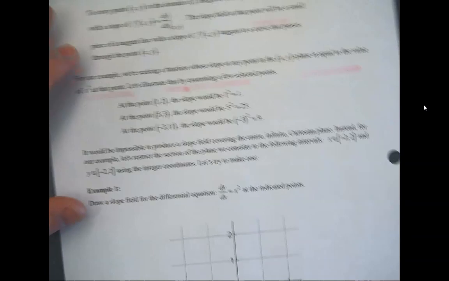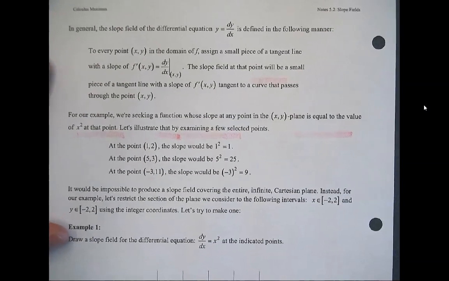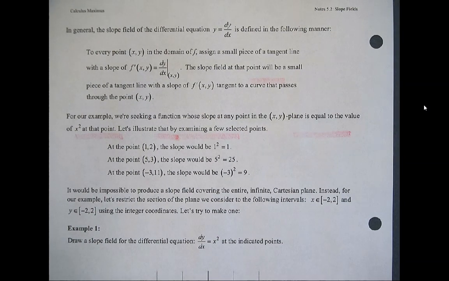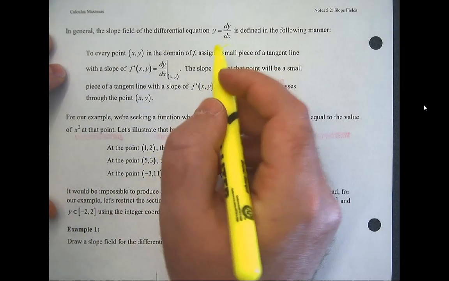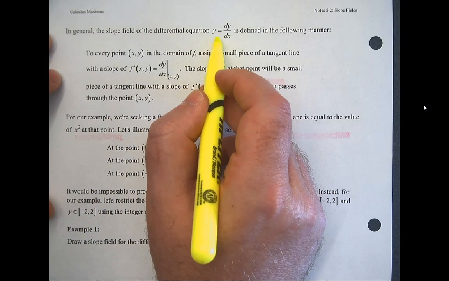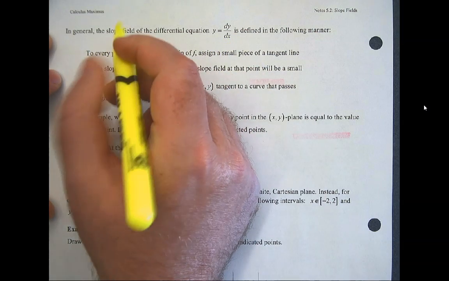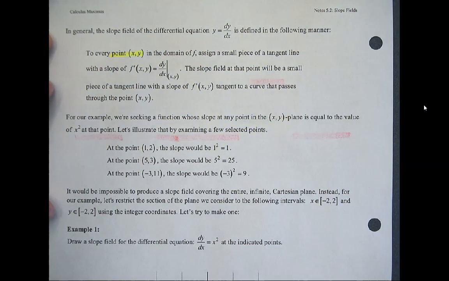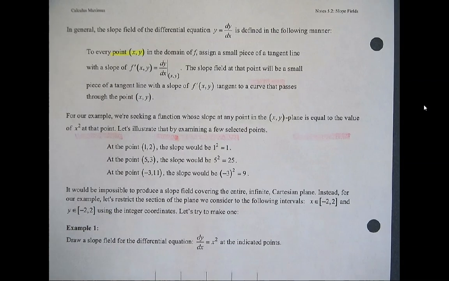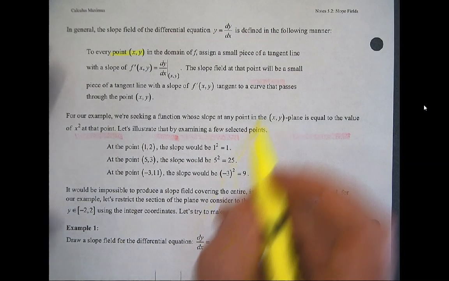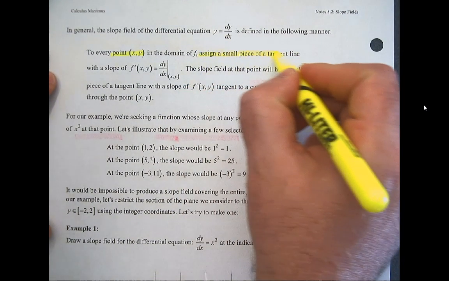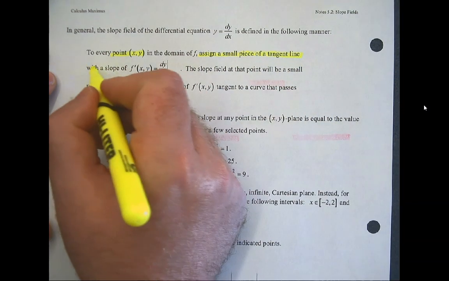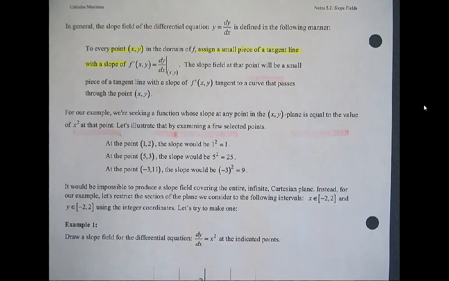Let's talk a little bit more about what slope fields are mathematically, then we'll get into some examples that'll make more sense. So if we have the differential equation y' equal to dy/dx, at every point of the graph of f, you're going to assign a small piece of a tangent line with that slope, dy/dx. You'll see what I'm talking about. Let's just jump down there and get into it right away.